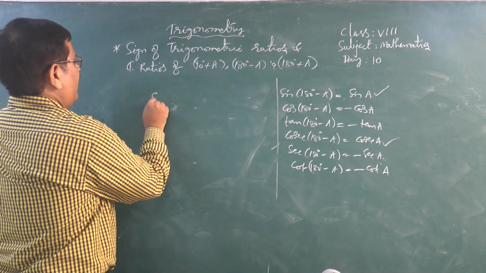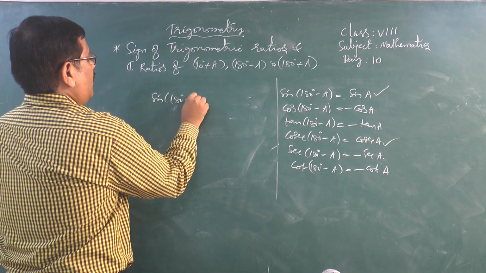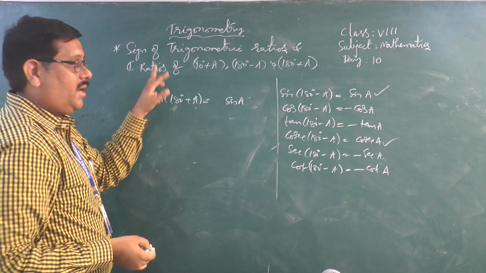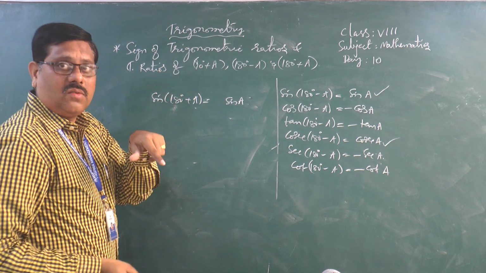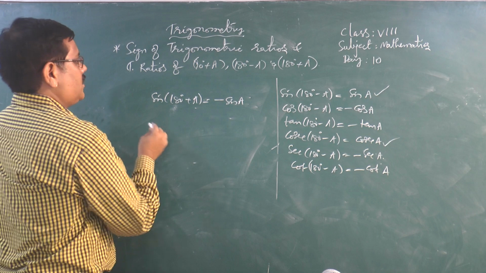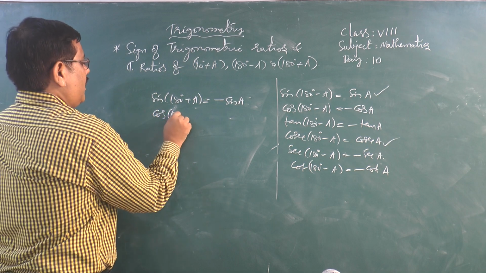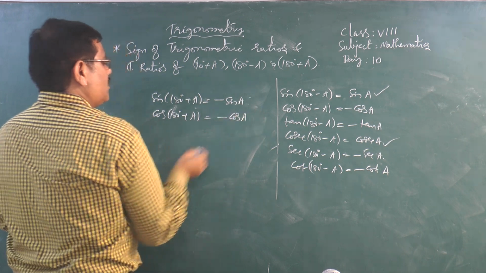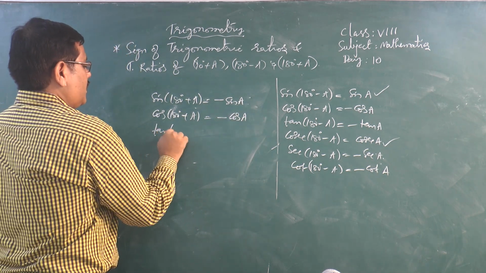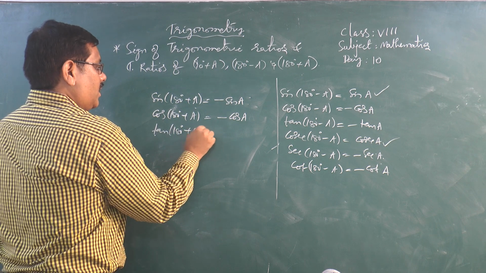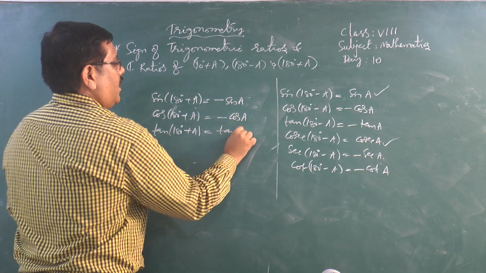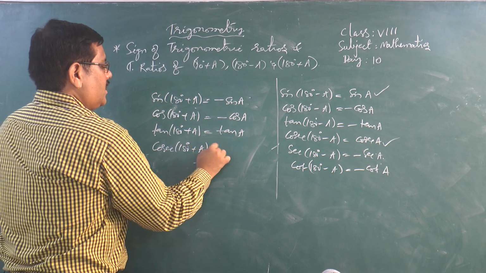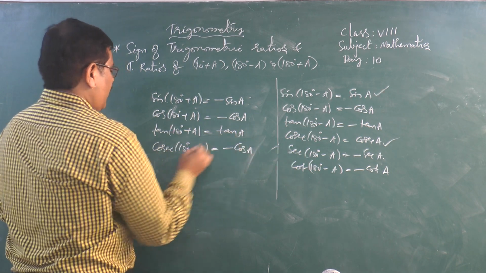If you take sine of 180 degrees plus a, it will be sine a, because 180 is 2 times 90, an even multiple of 90. But 180 plus a is an angle in the third quadrant, so the sign is negative. Next, cos of 180 degrees plus a is minus cos a, because cos is also not positive there. Next we have tan of 180 degrees plus a. Tan is positive in the third quadrant, so it is tan a. Next we have cosecant of 180 degrees plus a, which is minus cosecant a.